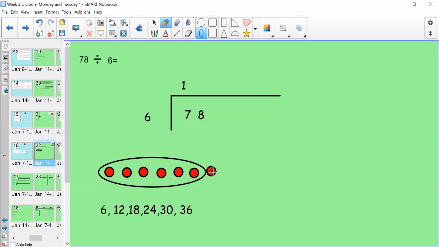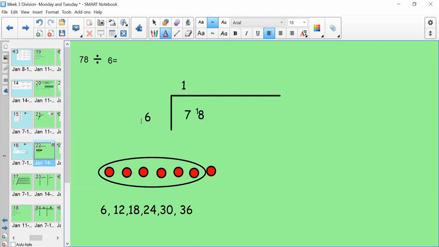We only circled 6 of them, but only once. But there's still this one left over. We can't just ignore that one. That one needs to be carried over. It needs to be regrouped. So then we take that one and we put it next to the 8, so it's a small little number next to the 8. Okay. So that is now a new number, which is 18.